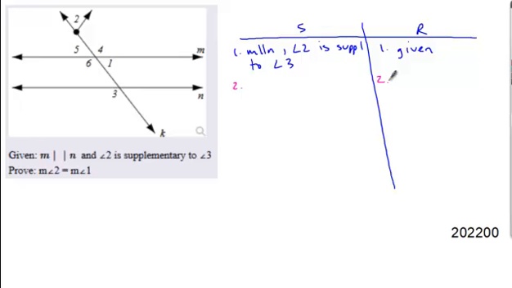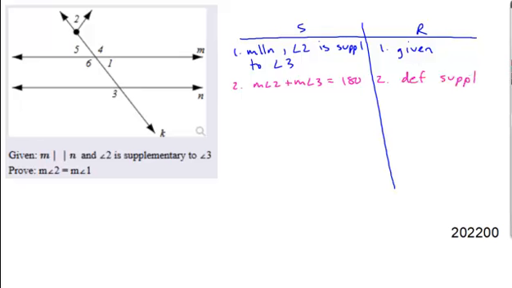Okay? But oftentimes what I will do is I will interpret the given information. Okay? So the given information is angle 2 is supplementary to angle 3. So what does that tell us about angle 2 and angle 3? They add up to what? And the reason for that is?